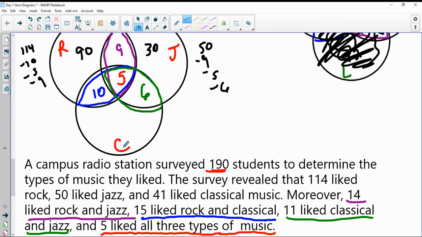And then 41 liked classical. So a total of 41 right here. So I have 41 minus 10 minus 5 minus 6. That is 20, I believe. Yes. So here is my picture.